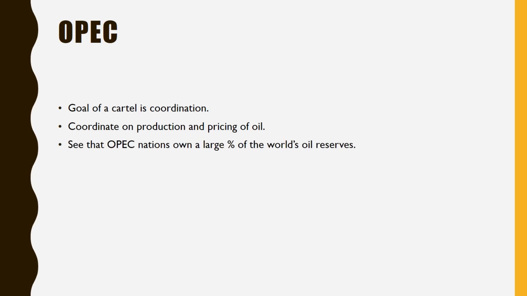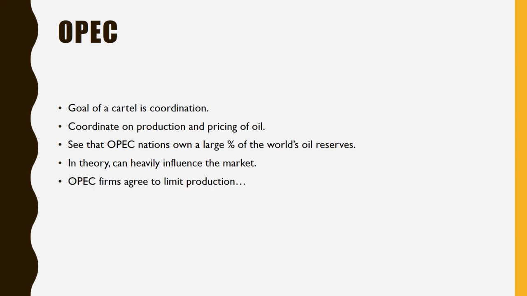So what we see here then, OPEC, who owns a large percentage of the world's oil reserves, because they have so much control, obviously they can heavily influence the market, at least in theory. So in theory, they can heavily impact the market. So basically the idea here is, since they have so much ability to influence the market, OPEC firms agree to limit production. So let's think about that. They're getting together, they know they can influence the market because they have such a large percentage of the world's oil reserves, and they agree to limit production.